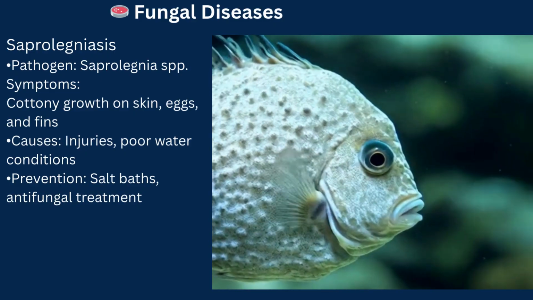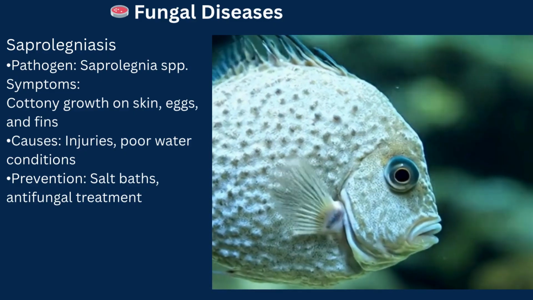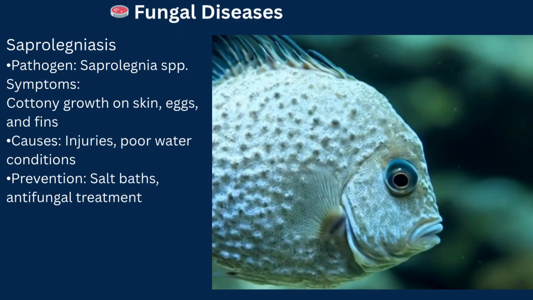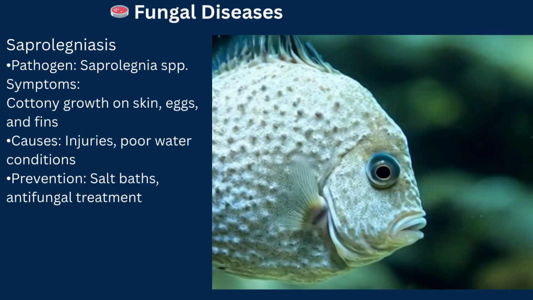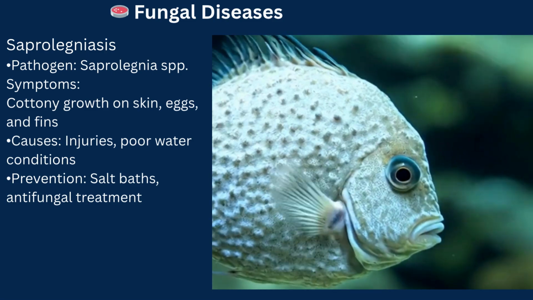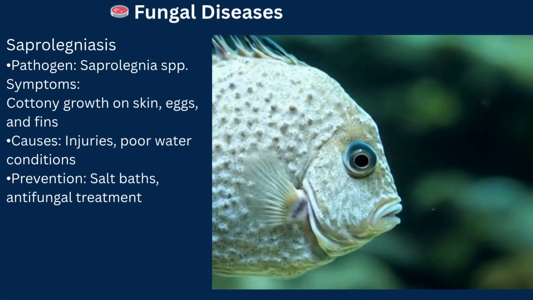Now let's look at a common fungal disease in fish called saprolegniasis. It's caused by a fungus named Saprolegnia. You'll often see white or grey cotton-like patches on the fish's skin, fins, or even eggs.